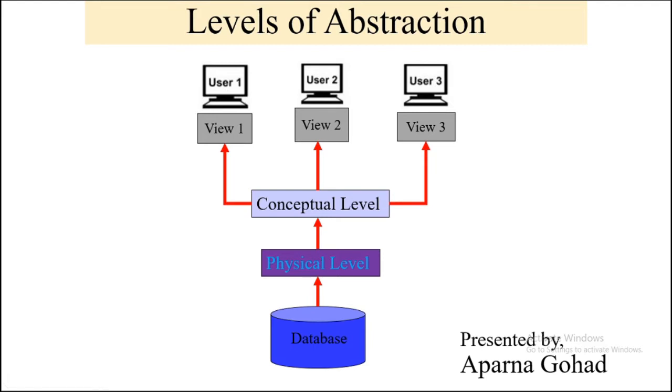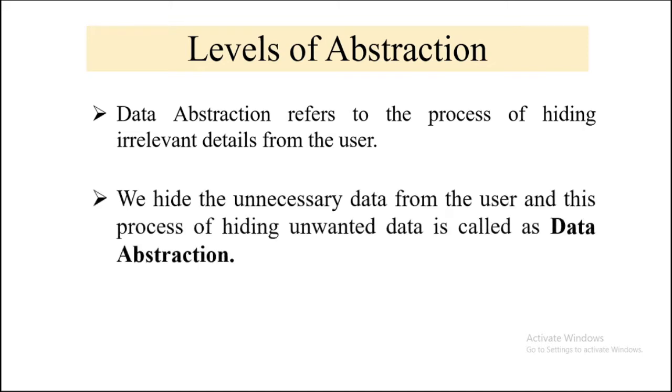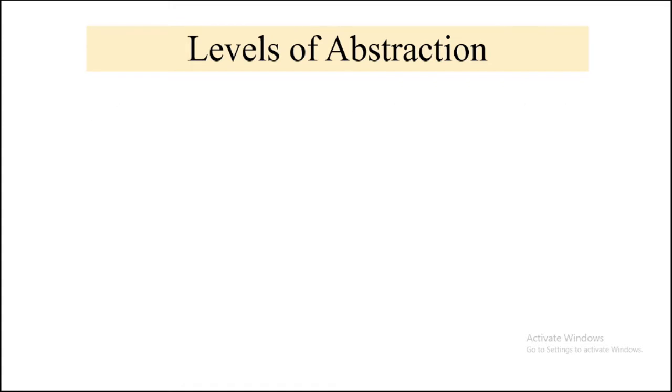Today we will see levels of abstraction. Data abstraction refers to the process of hiding irrelevant details from the user. We hide the unnecessary data from the user, and this process of hiding unwanted data is called data abstraction.